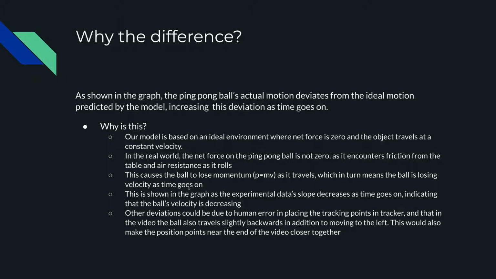Any other deviations in the graph could also be explained by human error in placing the tracking points, and that in the video, the ball also travels slightly backwards in addition to just moving to the left, and this would also make the position points at the end of the video closer together.